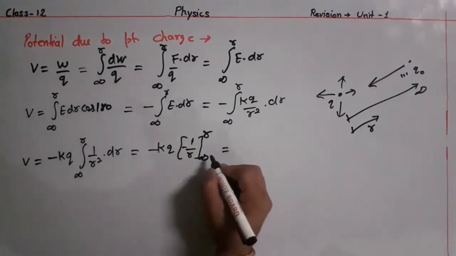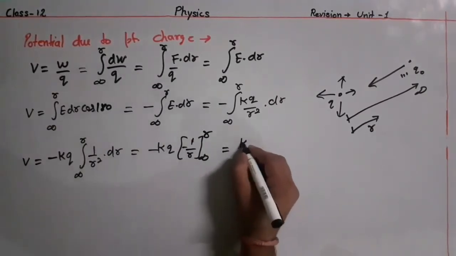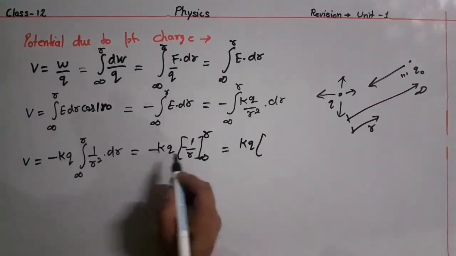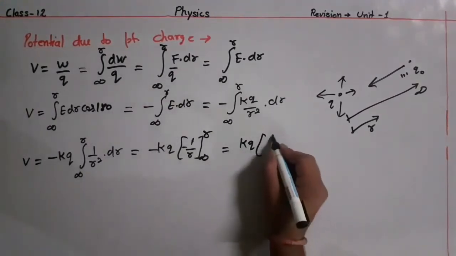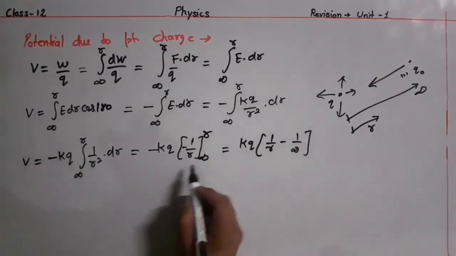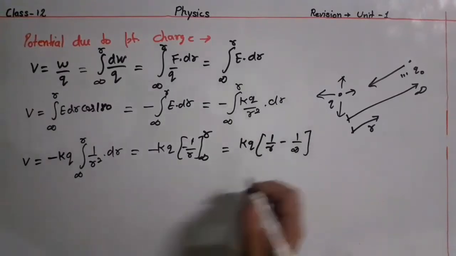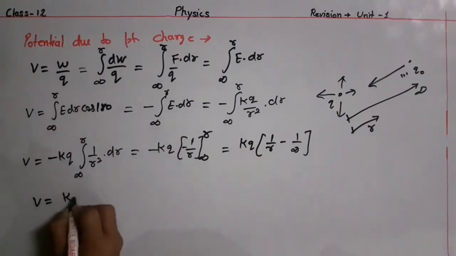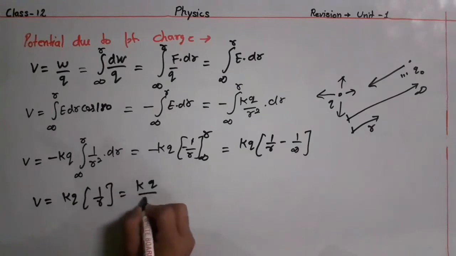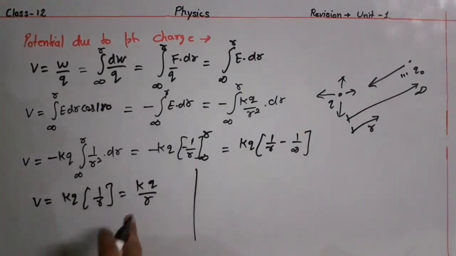Next, by putting in the upper limit and lower limit, and cancelling out these two minus signs, we will get kq. Next, upper limit, which is r, minus lower limit, which is infinity. So this will give us kq times 1 by r minus 1 by infinity, and 1 by infinity is always equal to 0. So we will get V is equal to kq by r. So this is our potential due to a point charge.